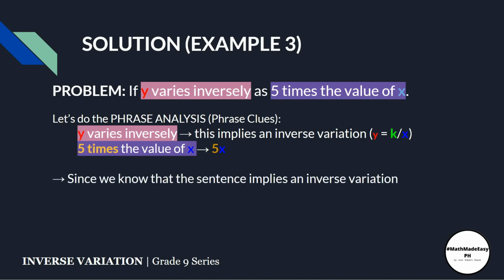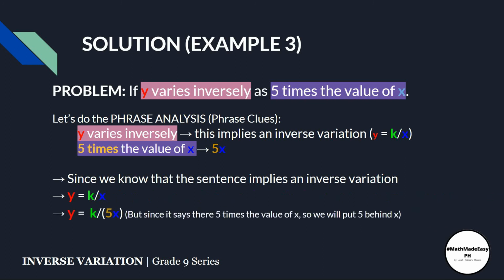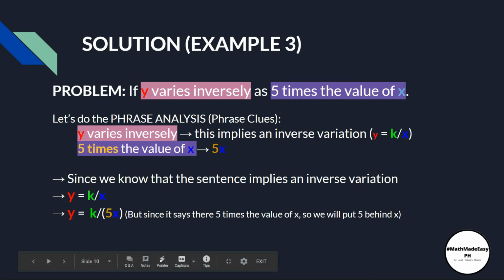Since we know that the sentence implies an inverse variation, but since sabi dito 5 times the value of x, kailangan lang natin i-substitute ang x ng 5x kasi yan ang sinasabi sa problem. Yun lang yan. After that, yun na yung sagot.